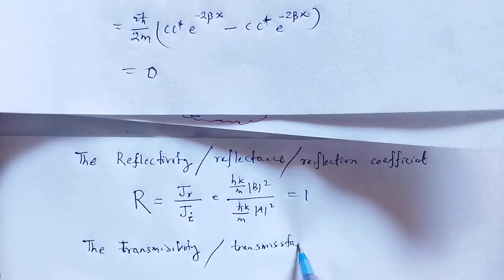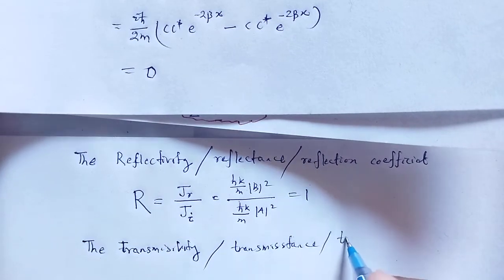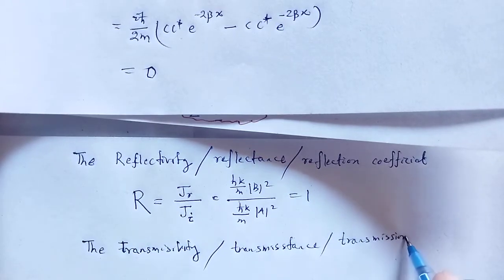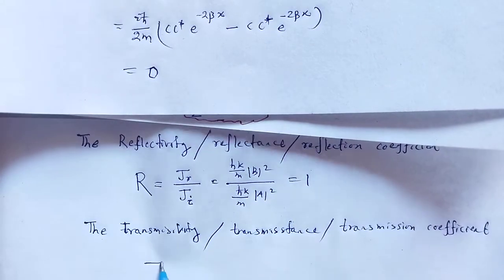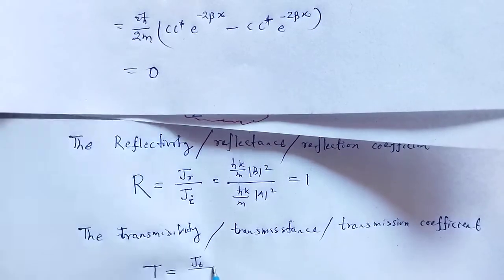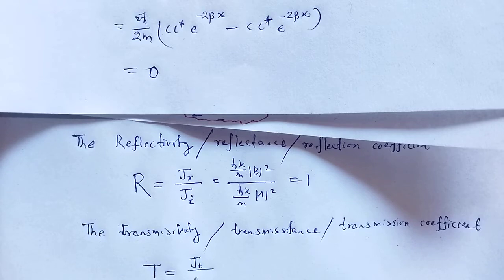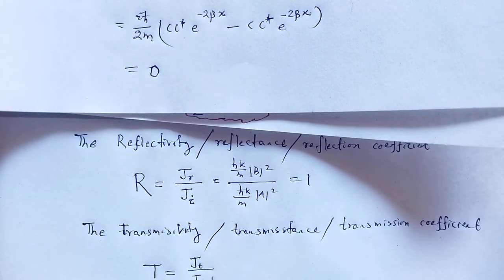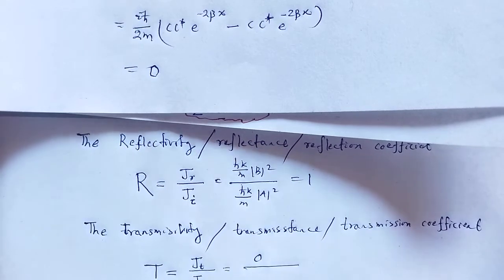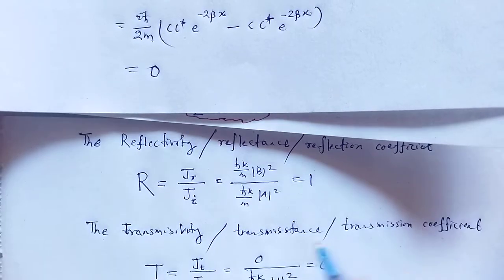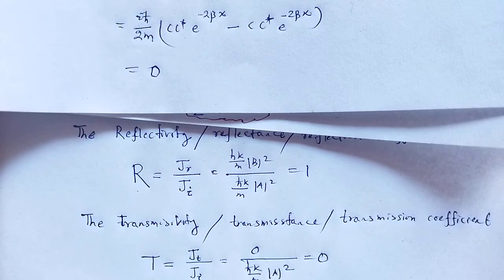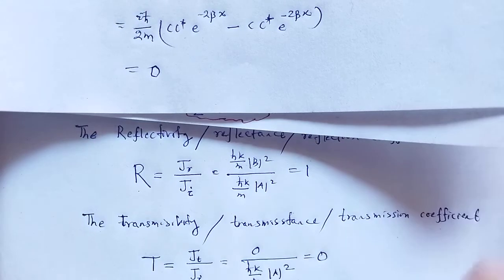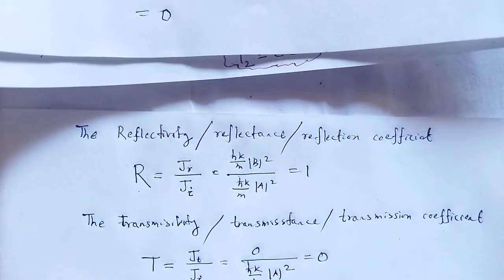Again, transmission coefficient T is equal to J_T by J_I, J transmission, J incident, that is transmission 0 divided by ħk by m magnitude of A square, that is 0. This is the reflectance, this is the transmittance. Reflectance plus transmittance is equal to 1. That is conservative.